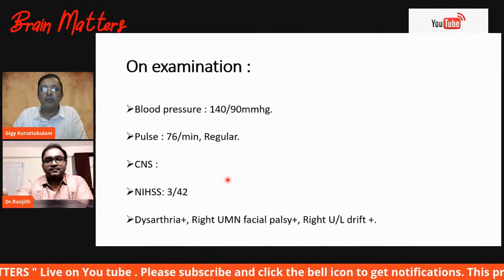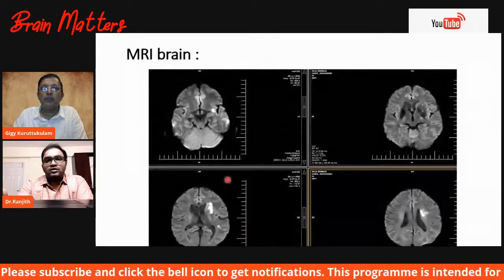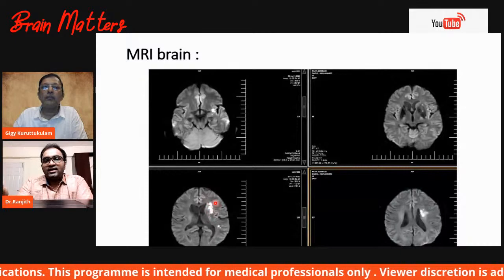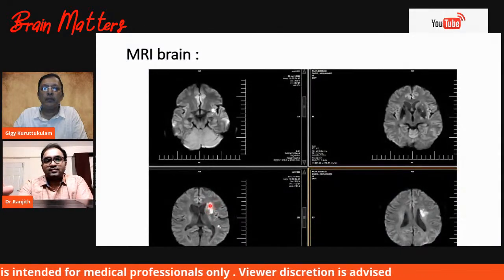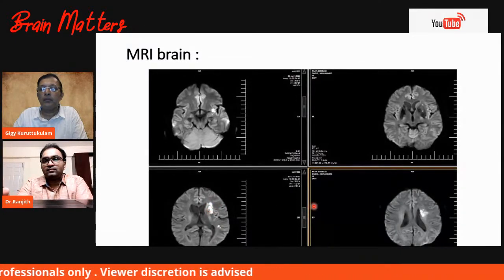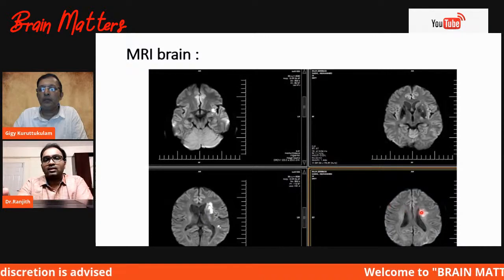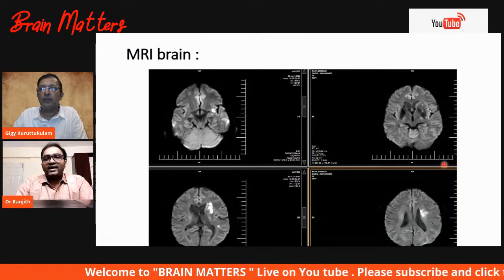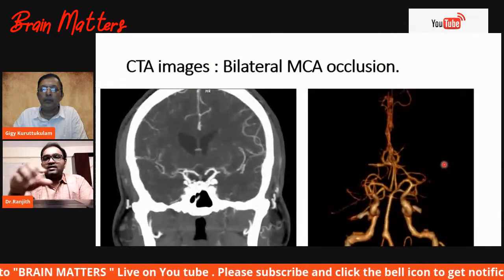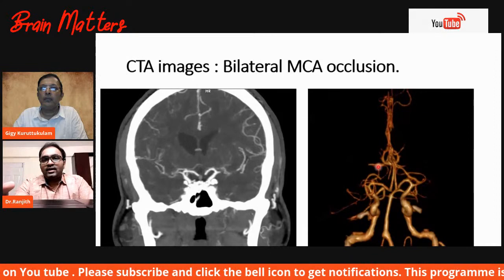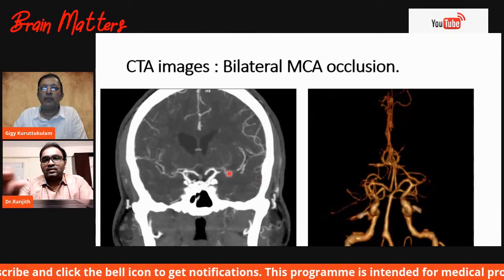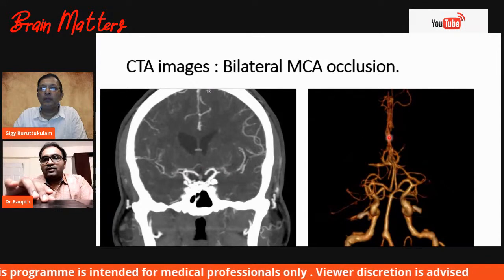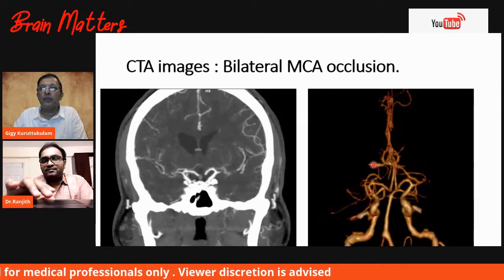MRI brain was done, which showed left internal watershed territory infarctions. CT angiogram was done, which showed bilateral MCA occlusion. We can see bilateral MCA occluded here. ACAs are good, and narrowing is present in the terminal part of the ICA and also the MCA.